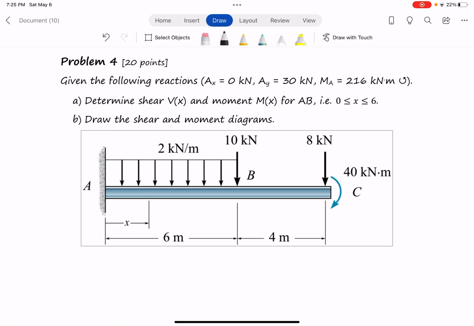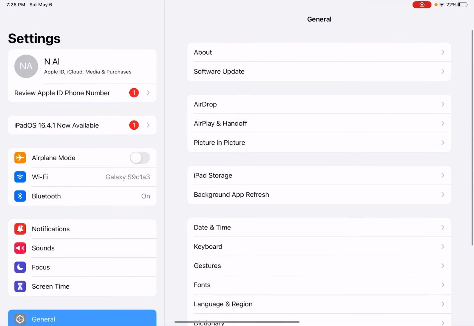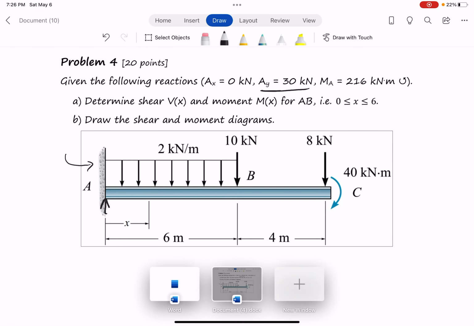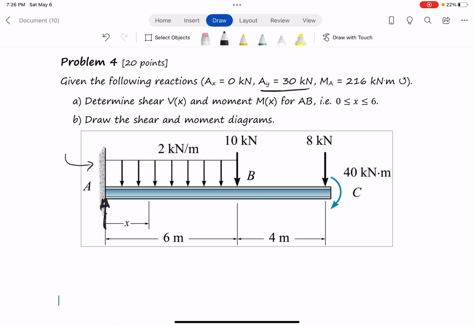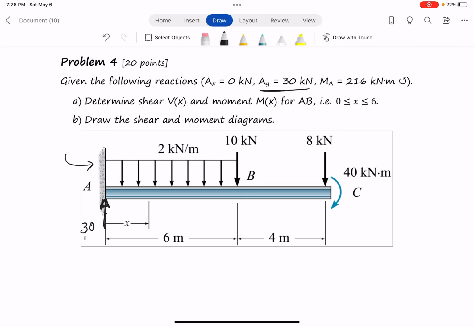this type of questions. You can see here, this is the fixed support. It's not a hinge, it's not a roller. So there is a reaction. You can see it's given. The reaction, so there is a reaction AY, which is 30 kilonewton.